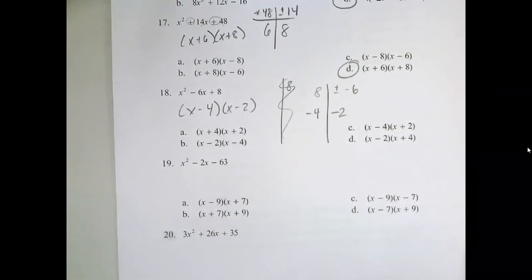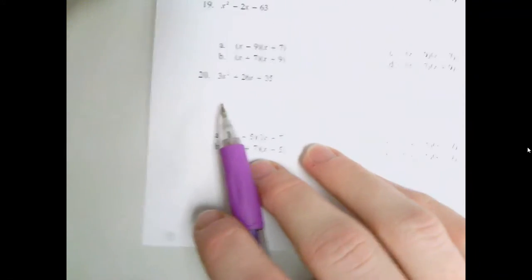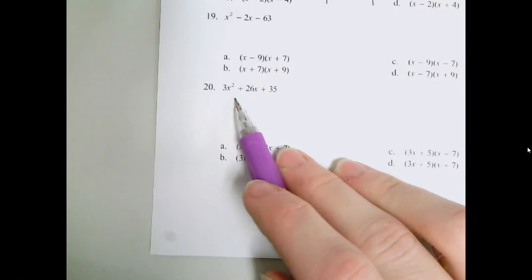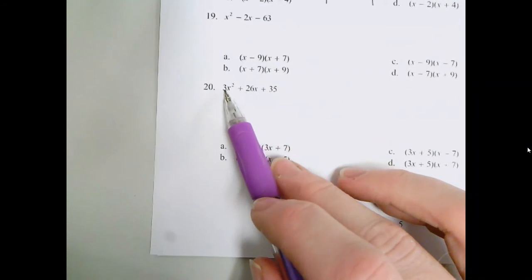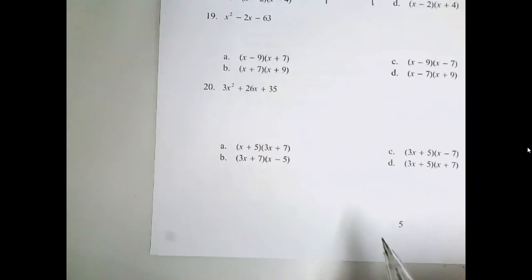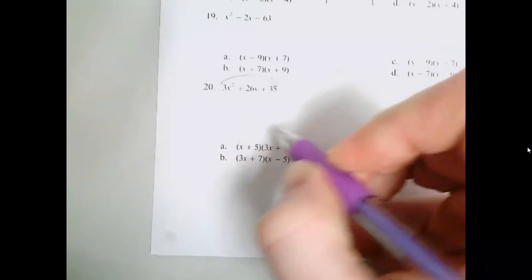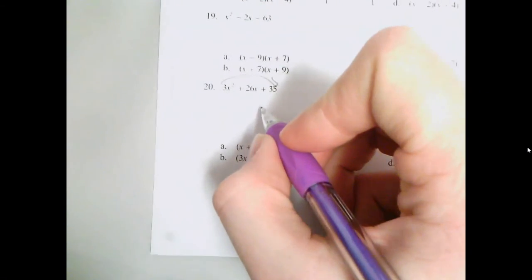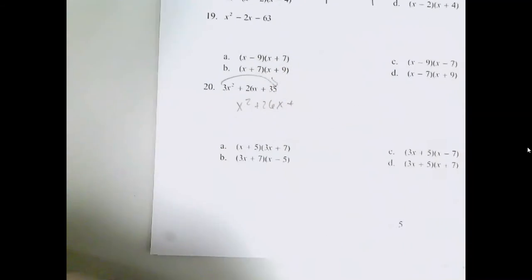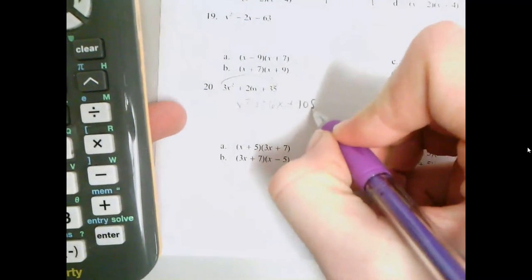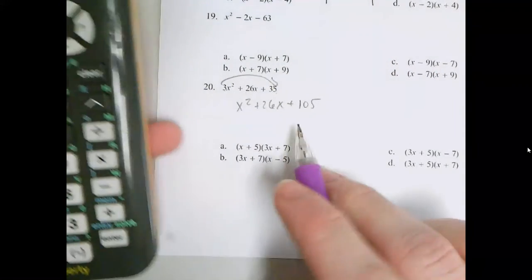And then lastly, these types of problems, I guess there's one more type, but this type, try to factor out a GCF. Nothing goes evenly into 3, 26, and 35. So you'll have to do slide and divide. Multiply the 3 times the 35. That give me x squared plus 26x plus 105.